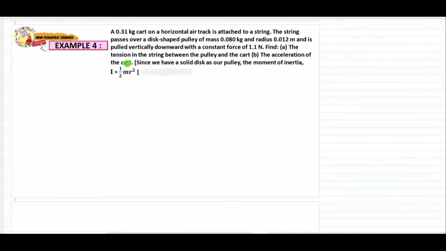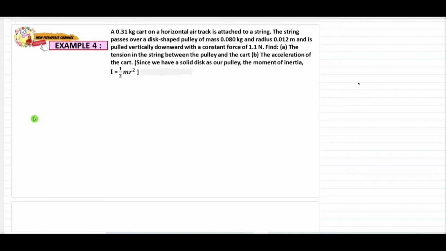Alright guys, example number 4. So let's continue. So here we have a 0.31 kg cart on a horizontal air track, and it is attached to a string. So the string passes over a disc-shaped pulley of mass 0.08 kg and radius 0.012 meter and is pulled vertically downward with a constant force of 1.1 Newton.